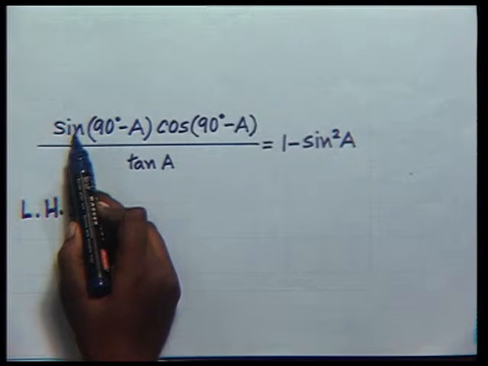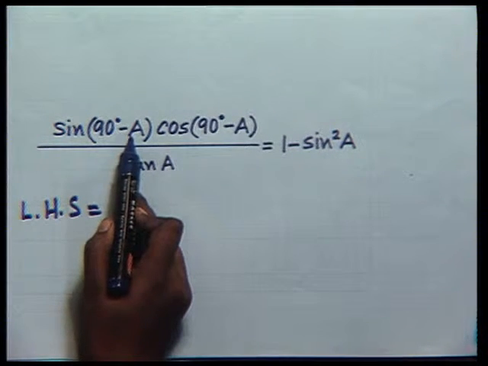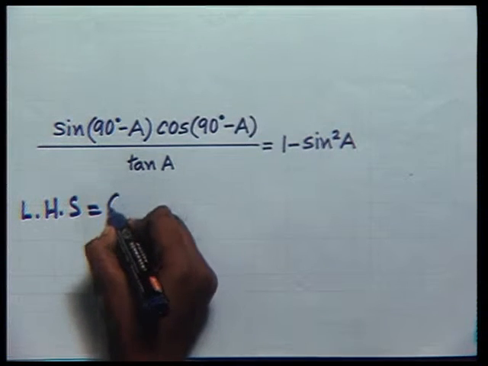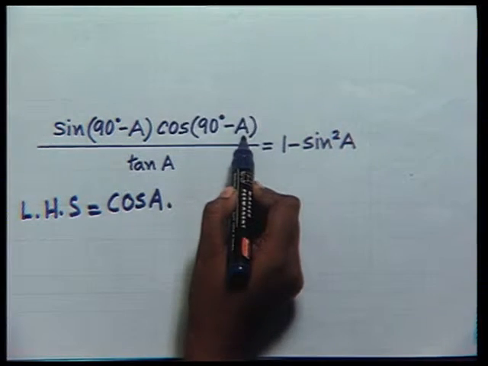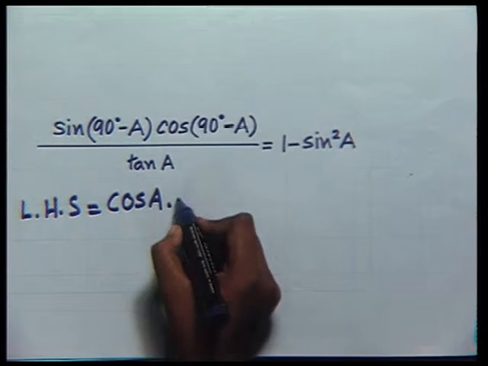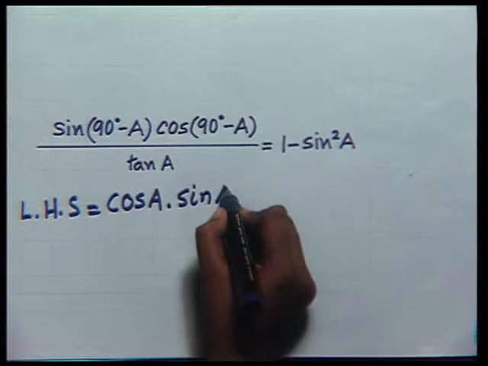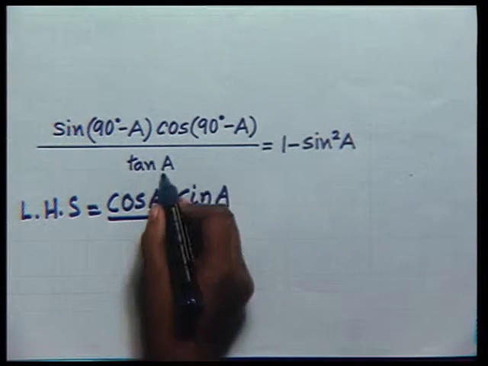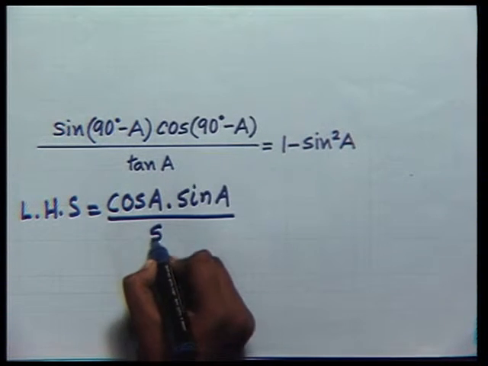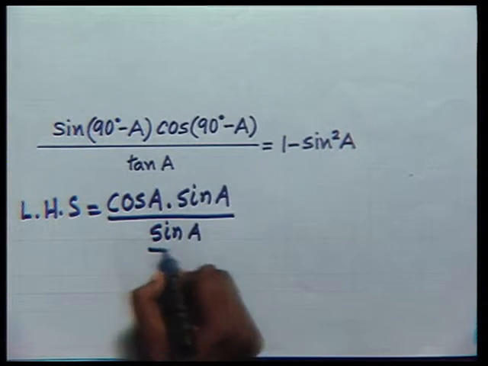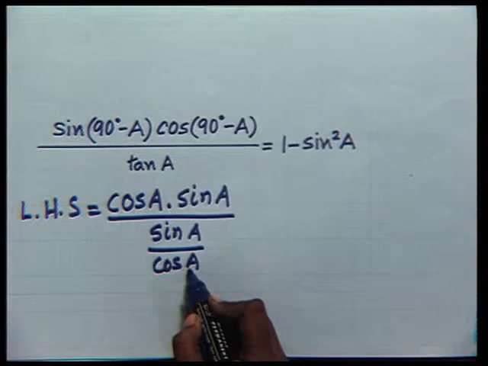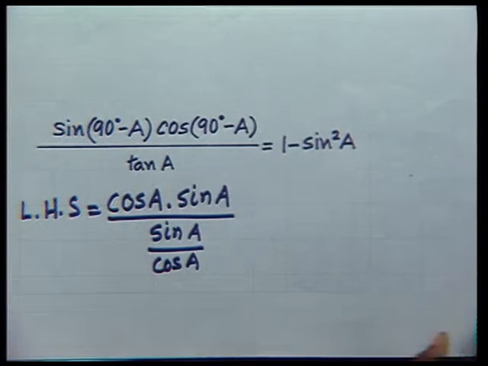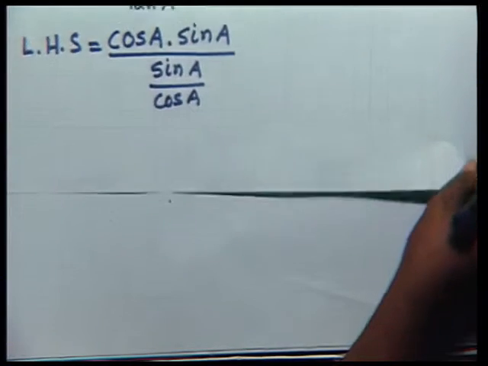This is equal to sin (90 degree minus a), as we know, is equal to cos a. So, we replace sin (90 minus a) by cos a into cos (90 degree minus a), as we have already proved, is equal to sin a. So, this can be replaced by sin a upon tan a, which can be written as sin a upon cos a. Now, this cos a goes to the numerator, and we have from this the expression.